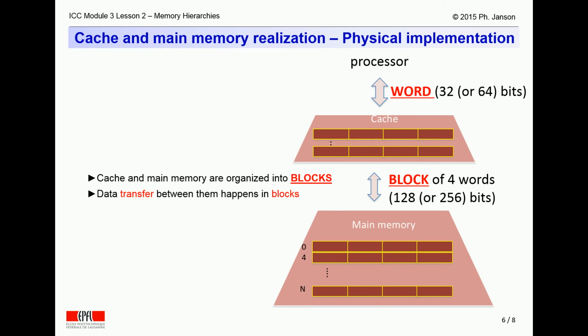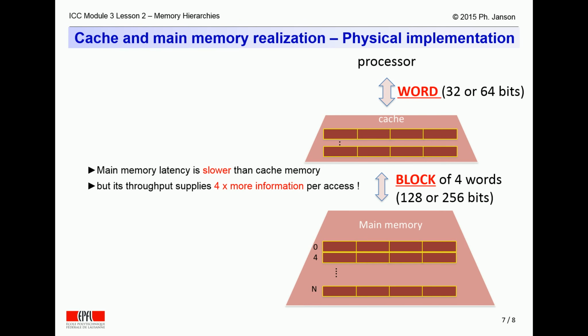Physically, things are a bit more complicated, however, since the memory really consists of two levels, the cache and the main memory, and the processor can access information only in the cache, not directly in the main memory. Between the processor and the cache, information is transferred in words, as suggested so far. Internally, however, cache and main memory are organized into blocks, where blocks are typically several words long, 4 words in this example, and the data transfer between cache and main memory happens in blocks, not in words.